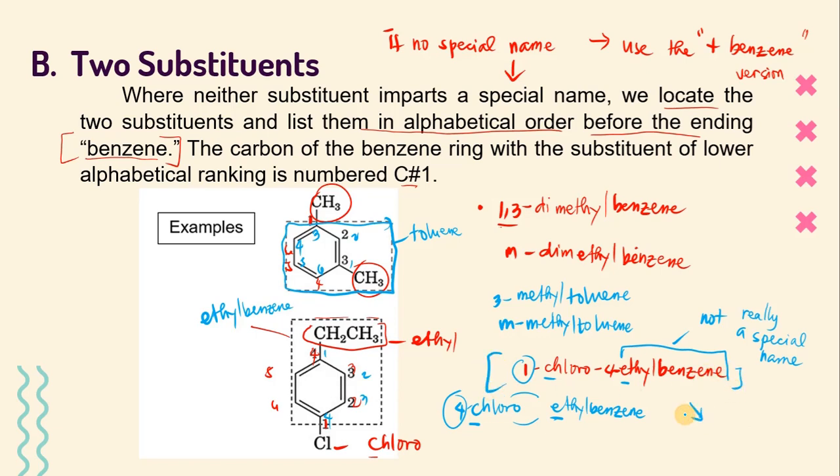So if you convert that with the meta, para, and ortho, what is it, 1 and 4? 1 and 4, that is para. So you can have para-chloroethylbenzene.